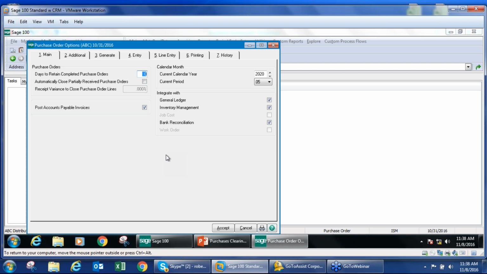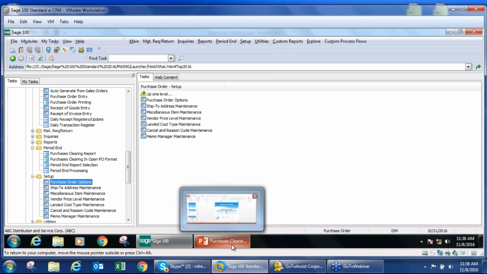At that point, clients would need to post invoices through the AP module. I've had some situations where clients have asked to process this way, and we'll discuss that in just a bit. But certainly having this checked off will allow us to process receipt of goods and receipt of invoices in the PO module.